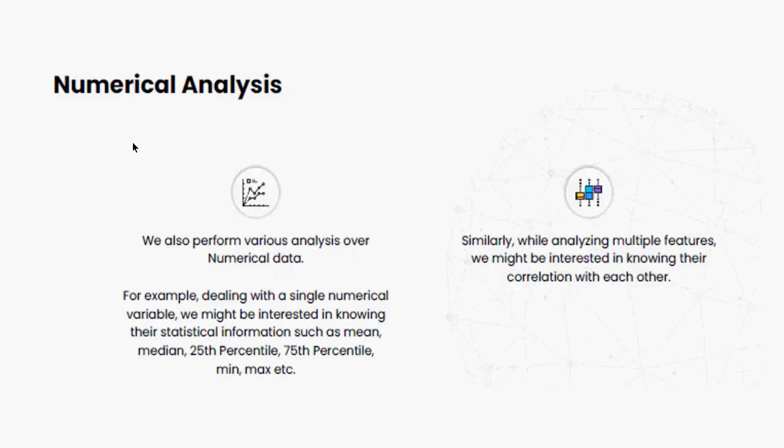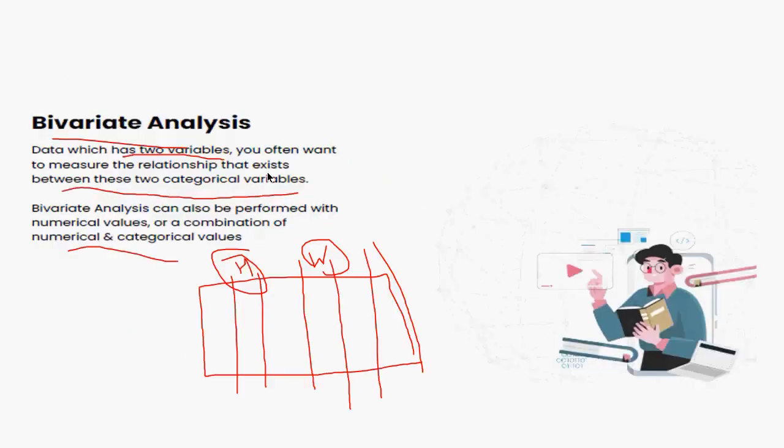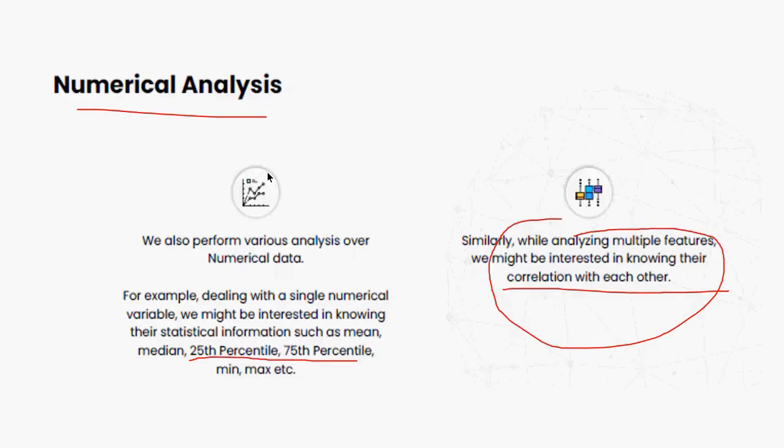One more analysis is called numerical analysis. You're going to do numerical analysis in the form of percentile. Okay, 25 percentile, 100 percentile. It's not percentage, it's going to be percentile. Or you're going to do a correlation matrix. Using feature engineering, we are going to do the correlation analysis. Those are called numerical analysis. Okay, these are the different types: univariate, bivariate, multivariate.